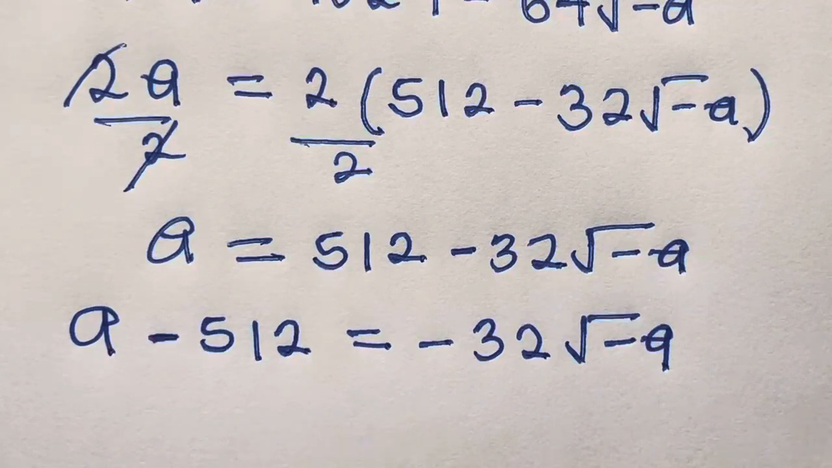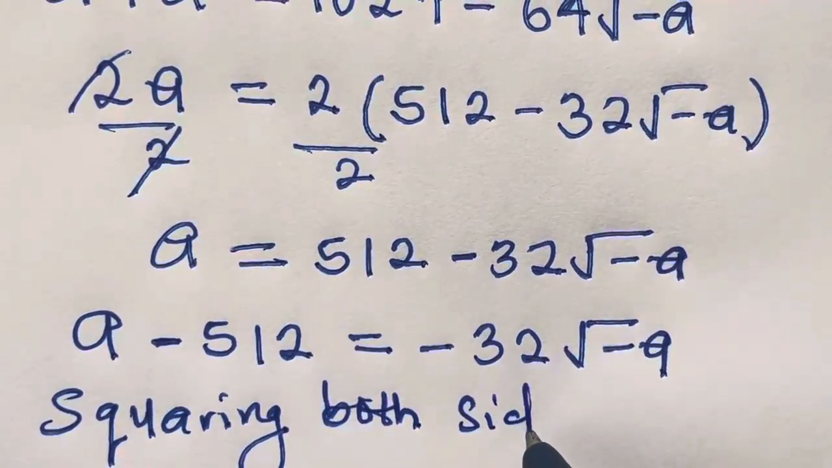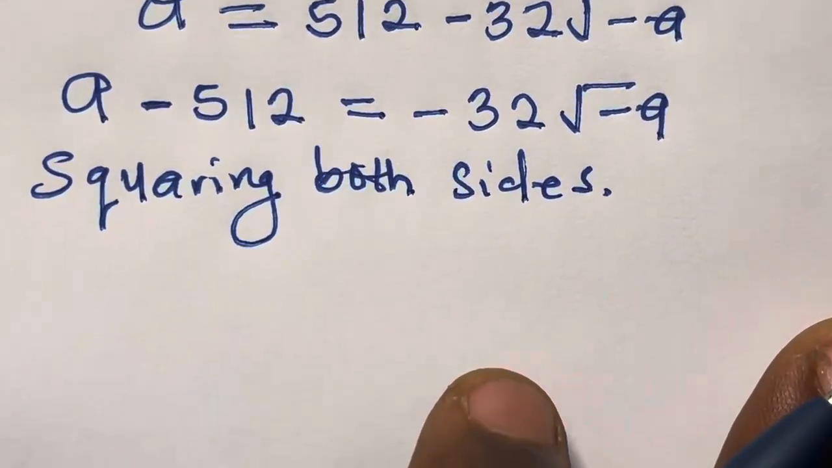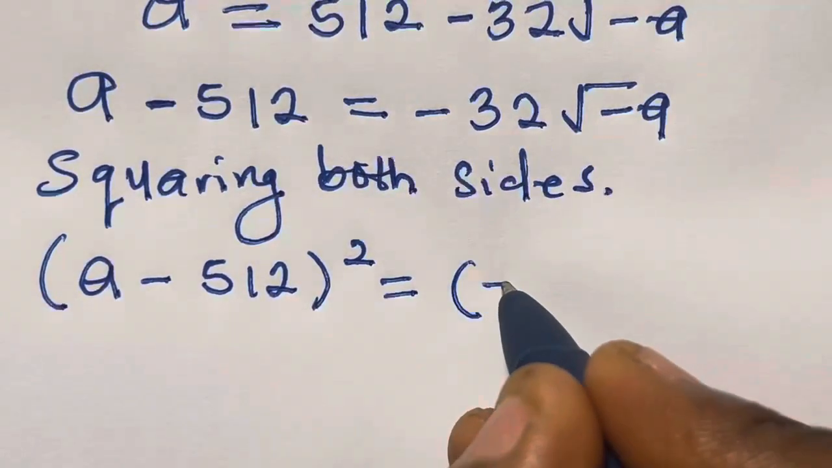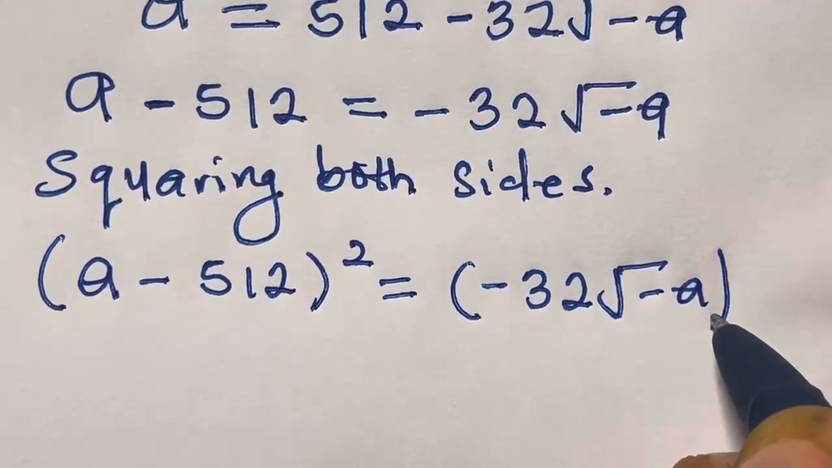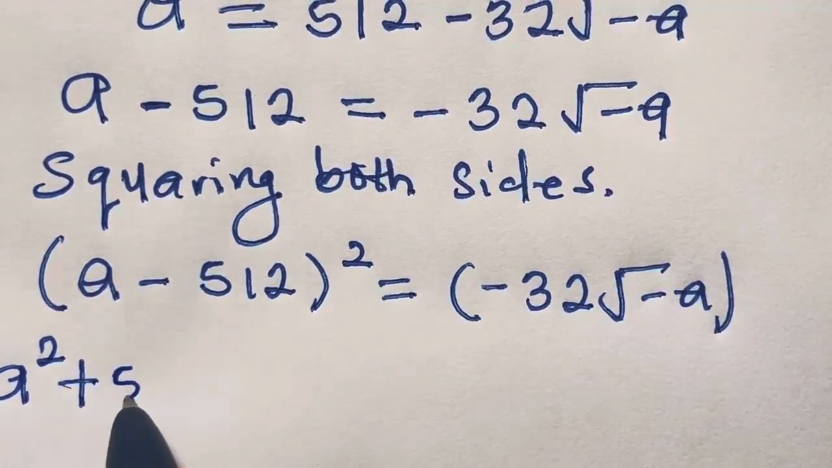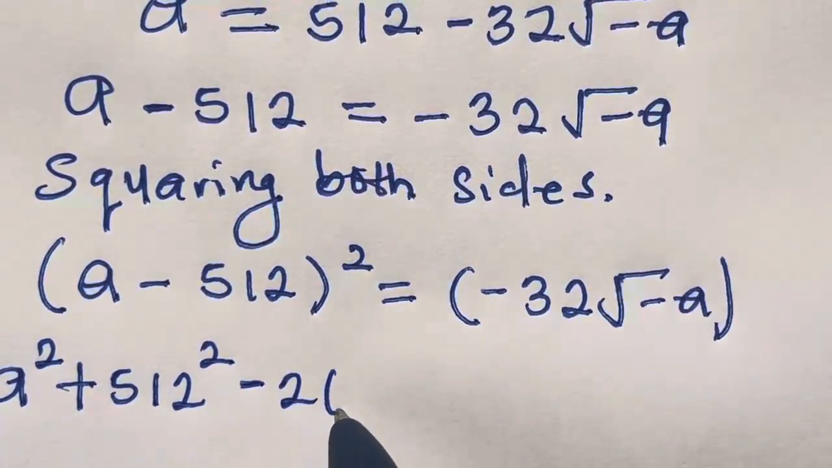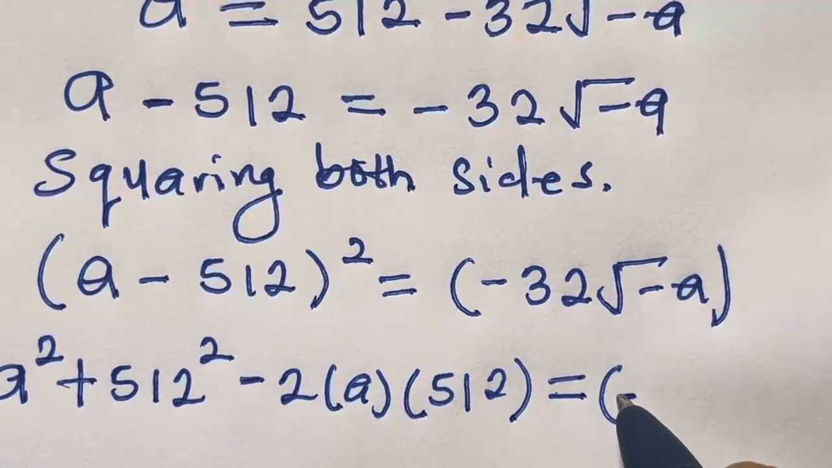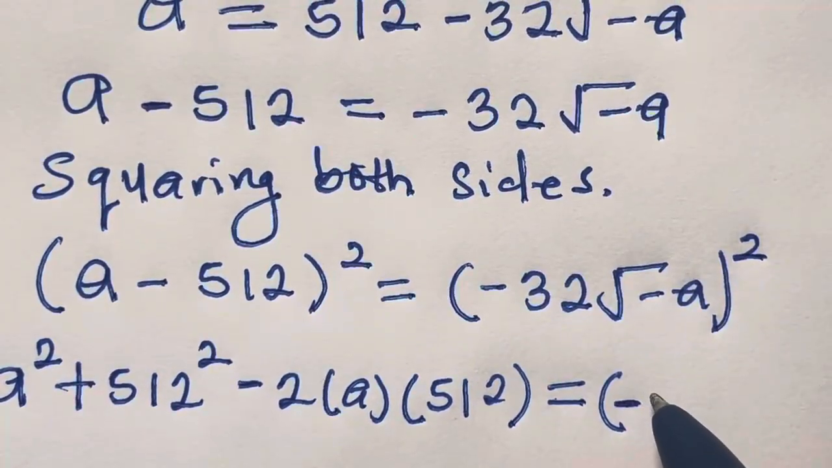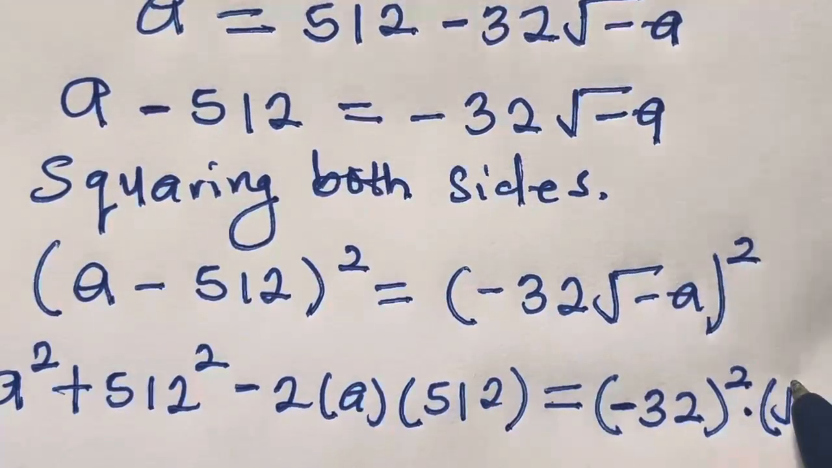Also from here we can square both sides. Squaring both sides, we are going to have a minus 512 squared equals minus 32 root minus a, squared. So this becomes a squared plus 512 squared minus 2 times a times 512, equals, sorry, we have to square it, minus 32 squared times square root of minus a squared.